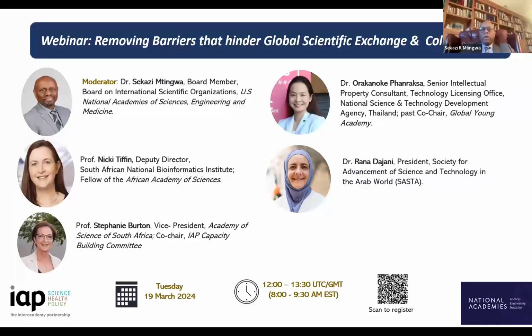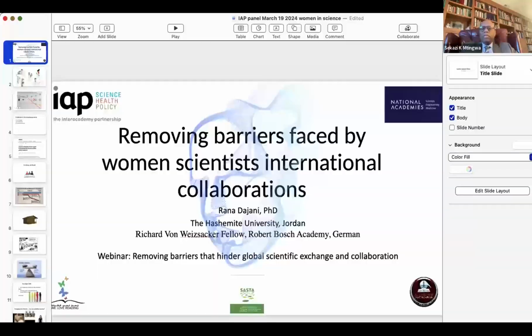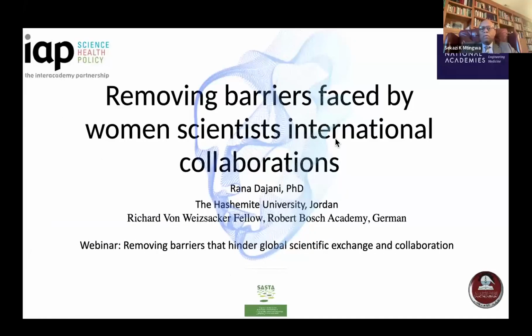The first speaker is Professor Rana Dajani, who is a professor of molecular biology at the Hashemite University in Jordan. Her area of expertise is epigenetics and biomarkers of trauma among refugees. And she is president of the Society for the Advancement of Science and Technology in the Arab world. Professor Dajani will be speaking on the topic, removing barriers faced by women scientists in international collaborations. And I turn it over to you, Professor Dajani.